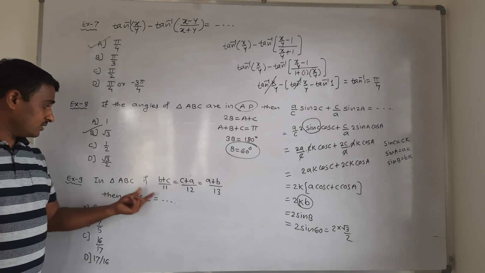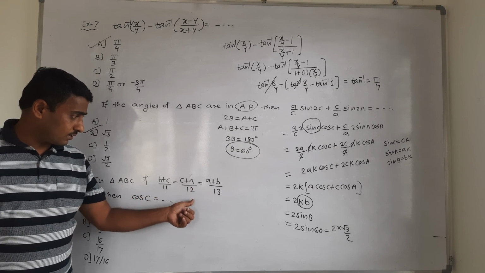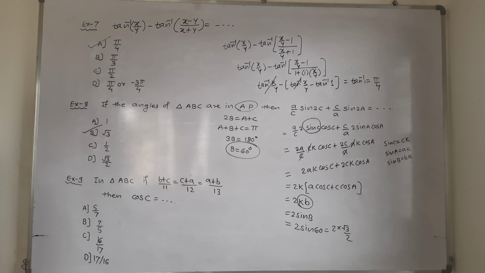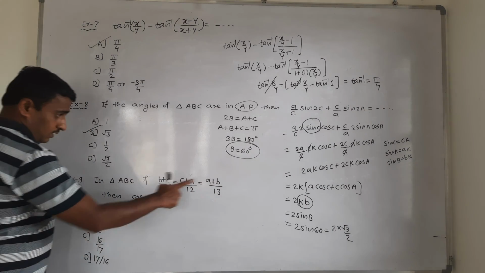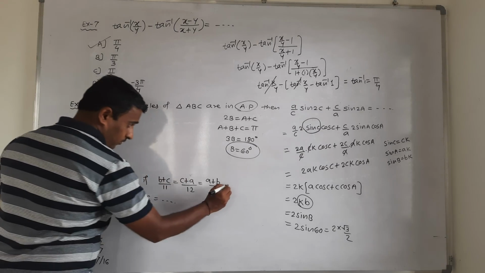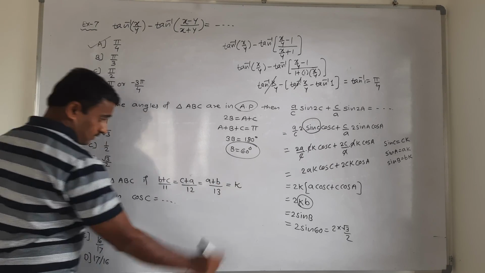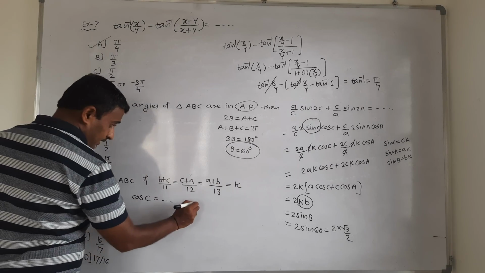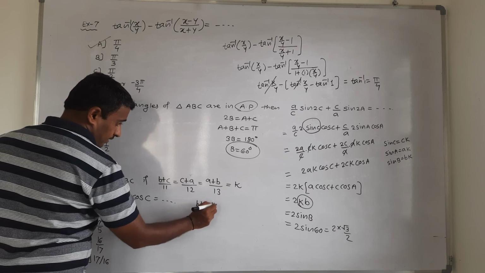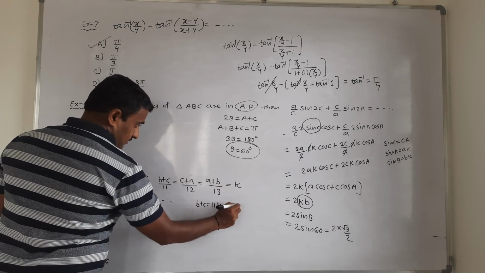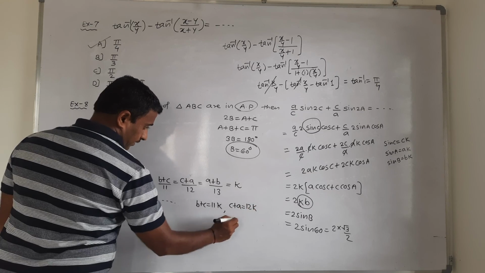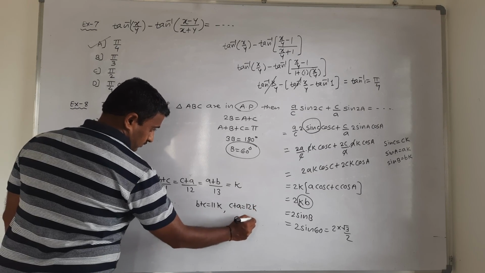In triangle ABC, if (b+c)/11 = (c+a)/12 = (a+b)/13, then cos C is equal to? Now these are all equal, therefore I suppose this is k. Therefore b + c = 11k, c + a = 12k, and a + b = 13k.